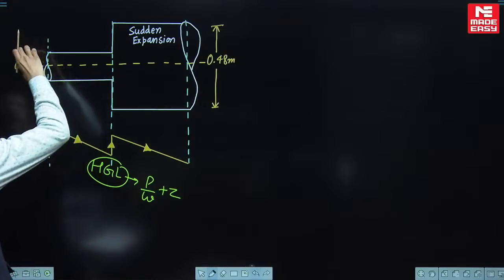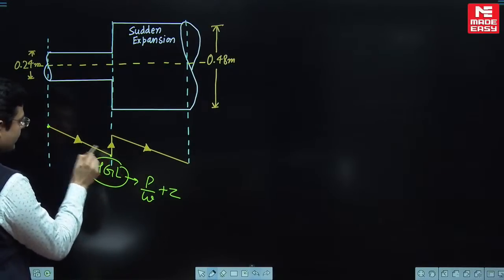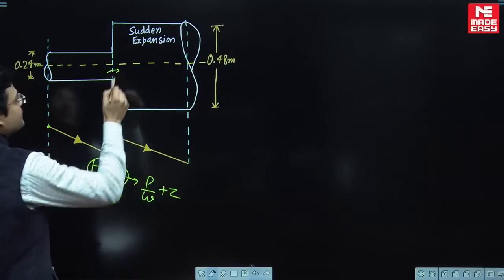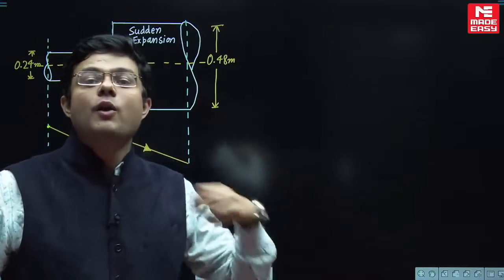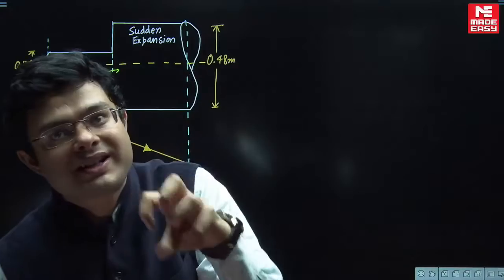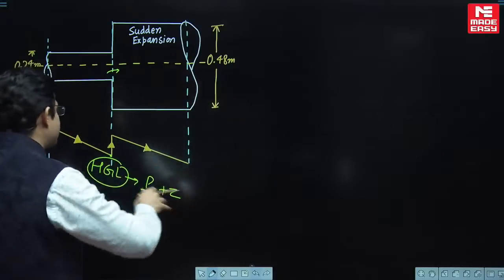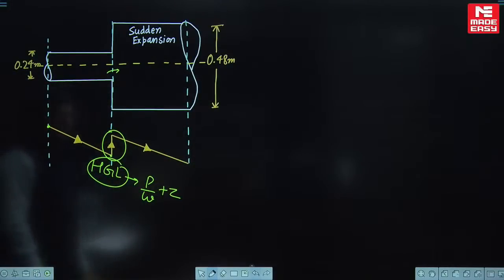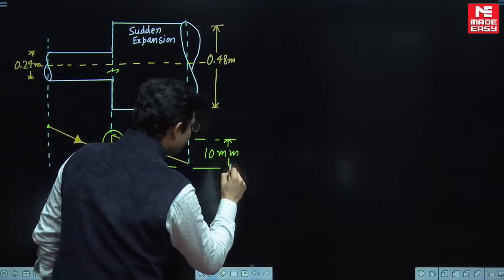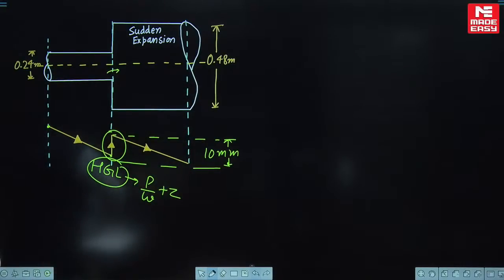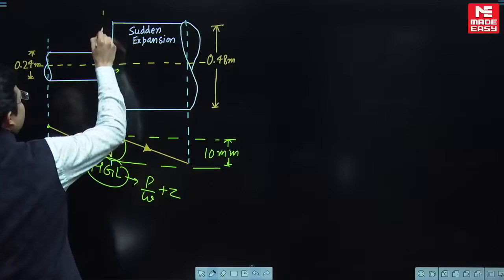This pipe is having a diameter of 0.48, okay. And from here to here the hydraulic gradient line falls because the pressure is falling. But in the sudden expansion zone, when the fluid comes from smaller diameter pipe to larger diameter pipe, it expands suddenly. When it expands suddenly, area increases suddenly, so the velocity decreases. Velocity decreases, so the pressure increases. When the pressure increases, there is a sudden jump in the hydraulic gradient line, and this jump is given in the question. How much is this jump given in the problem, beta? 10 mm. Fantastic problem.